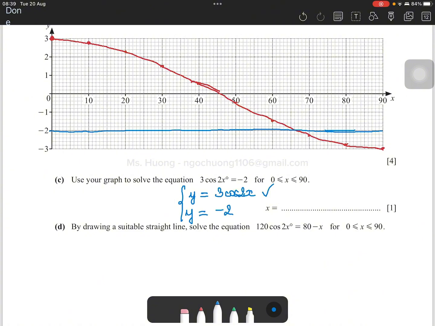And we see that the intersection of this is around 66 degrees.